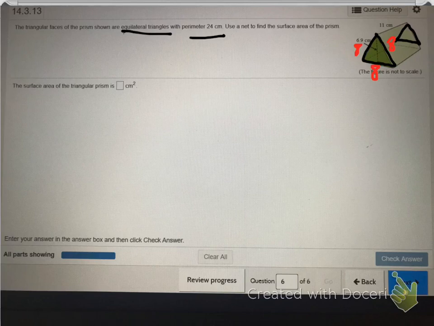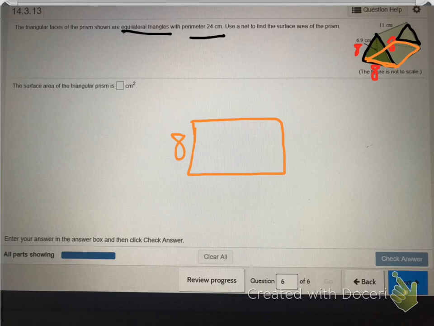Okay, so let's read the rest of our problem. So it says use a net to find the surface area of the prism. So let's draw our net. So I'm going to draw the base first. So let me get a color here. I'm going to draw this part first. So this is our rectangle, and I want to label it. So I know that this right here is 8, and this length here is the same as the one up here, so that's 11.